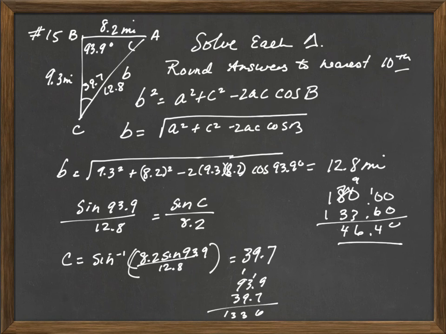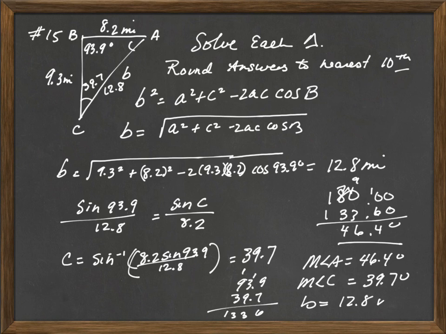And so if this is 39.7, you have 180, and then 93.9 and 39.7. So if you add those two angles together and subtract from 180, you should get the angle A is 46.4. So we have the measure of angle A equals 46.4 degrees. The measure of angle C is equal to 39.7 degrees. And B equals 12.8 miles. So there's number 15.